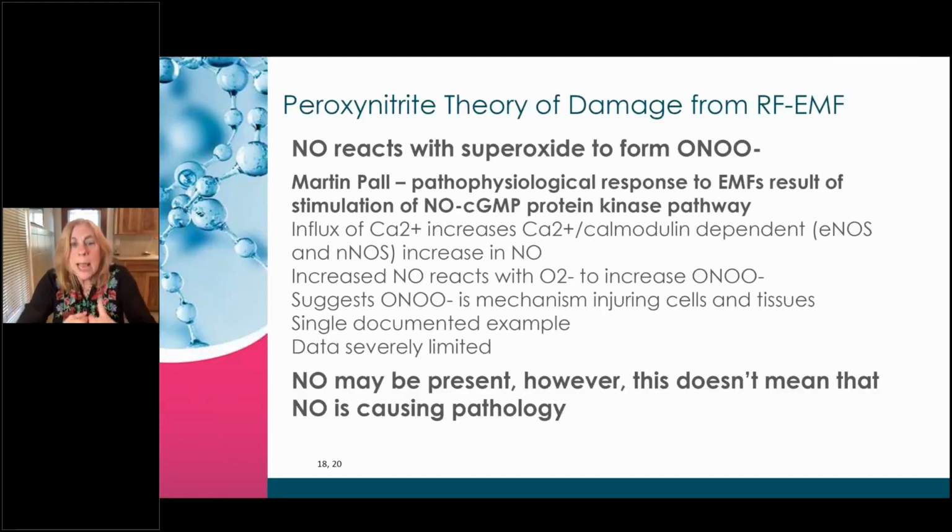So the influx of these calcium ions can stimulate the calcium calmodulin dependent NOS enzymes, and that's your eNOS and nNOS to increase nitric oxide. And theoretically, it could increase peroxynitrite. However, the data is severely limited on this. In fact, nitric oxide may be present. However, it doesn't mean that nitric oxide is causing any pathology. Just like when you have a fire, the firemen come, they're always at a fire, but it doesn't mean the firemen have anything to do with that fire going on. They're there to help clean up the mess.